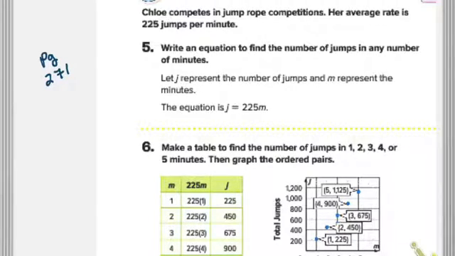Number 5, they're showing you an example of a question where you're asked to write an equation. And again, anytime you see that phrase, write an equation, I hope that you're now thinking about y equals mx plus b or something that looks similar to that. Anyway, we're asked to write an equation to find the number of jumps in any number of minutes. It's telling you, let J represent the number of jumps and M represent the number of minutes. And they give you the equation. So we're going to answer a couple of questions about that.